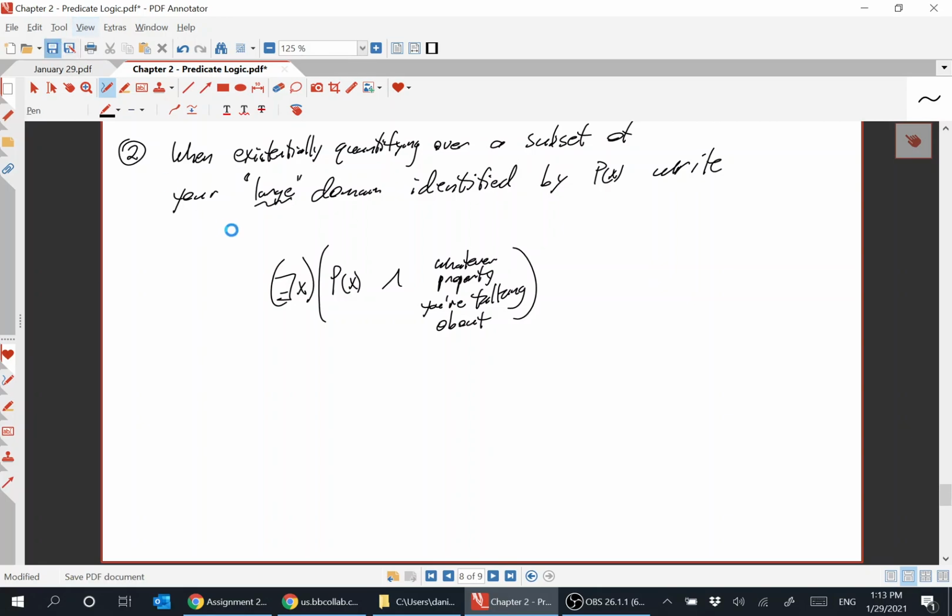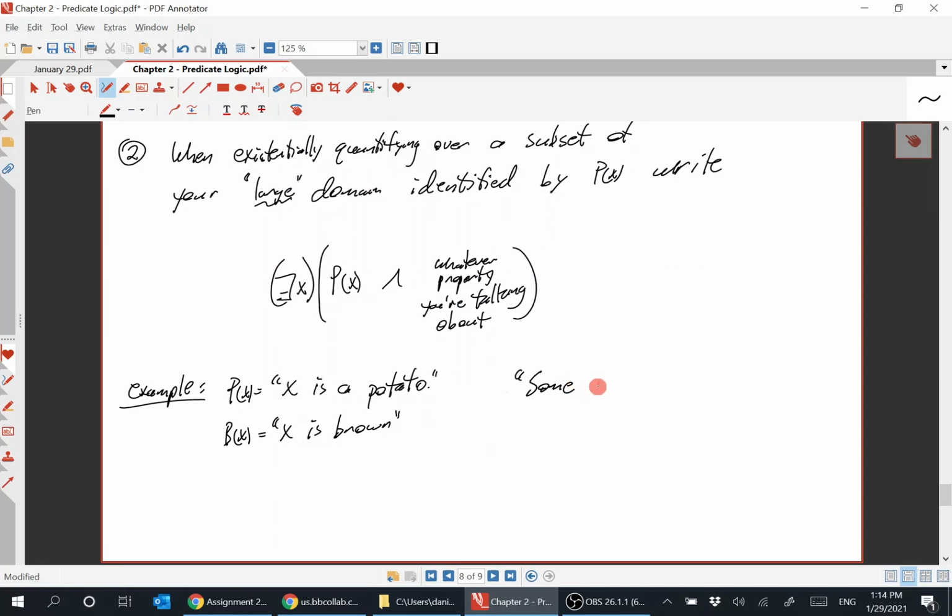All right, so for example, we'll say P of x means x is a potato. And we'll do brown again. B of x is brown. All right, so if I want to say, well, some potatoes are brown. Is there an E? Yeah, I think there's an E. Some potatoes are brown.